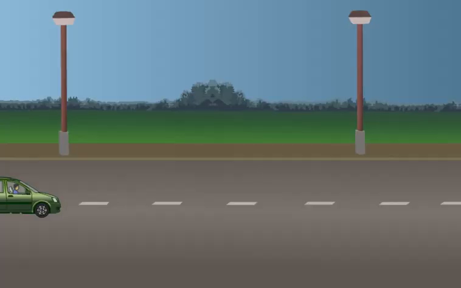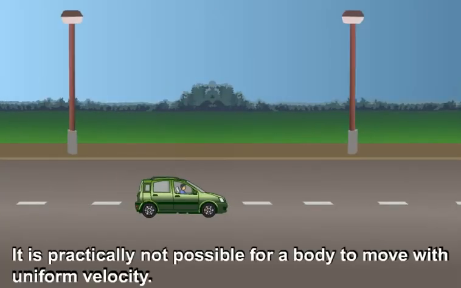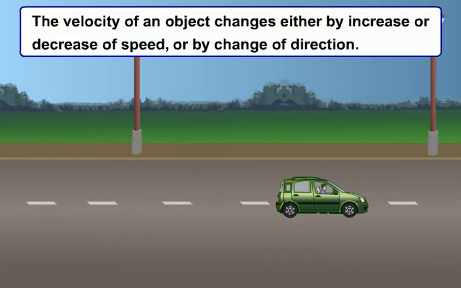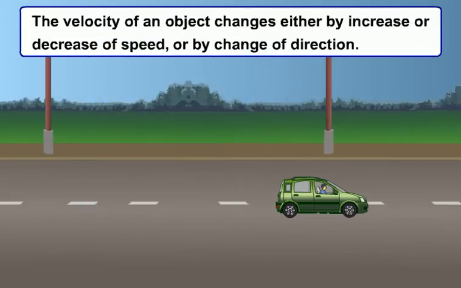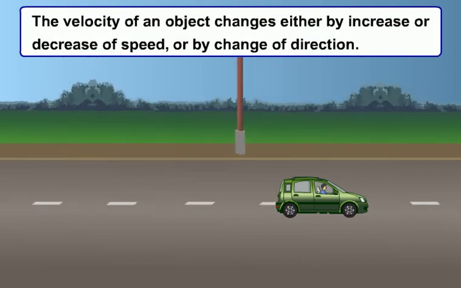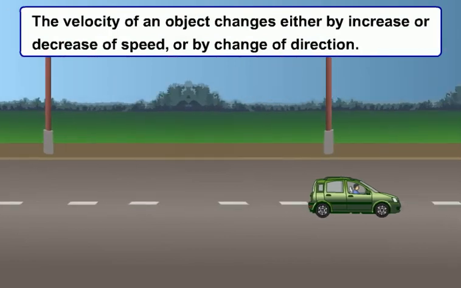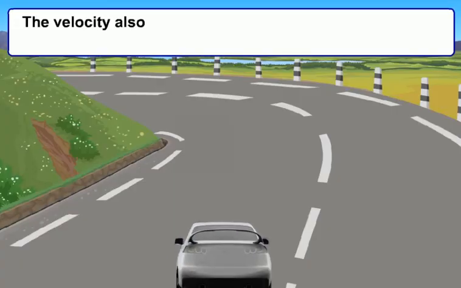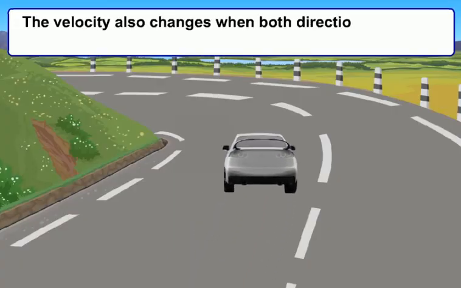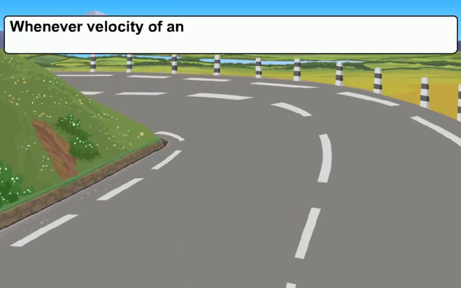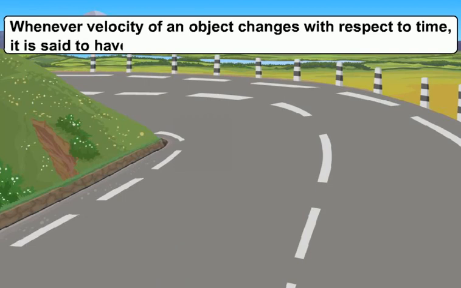Students, it is practically not possible for a body to move with uniform velocity. The velocity of an object changes either by increase or decrease of speed, or by a change of direction. The velocity also changes when both direction and speed change. Whenever velocity of an object changes with respect to time, it is said to have acceleration.